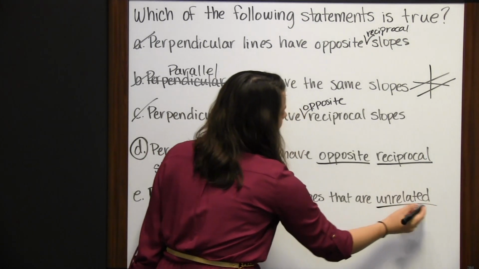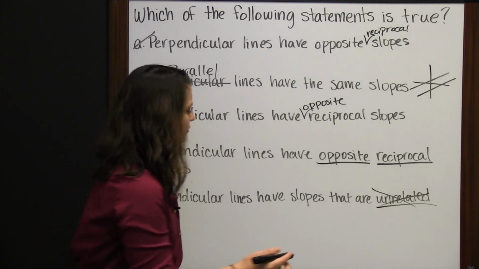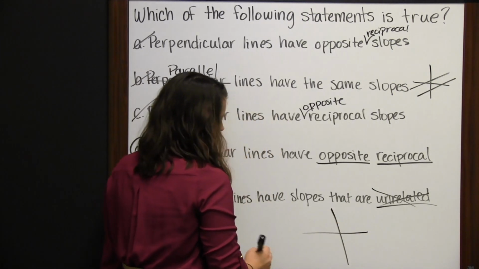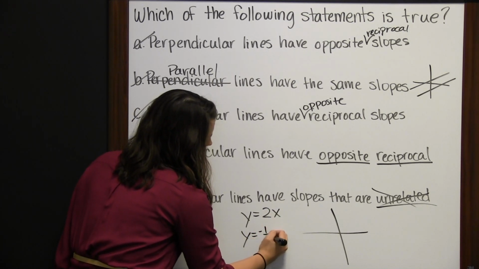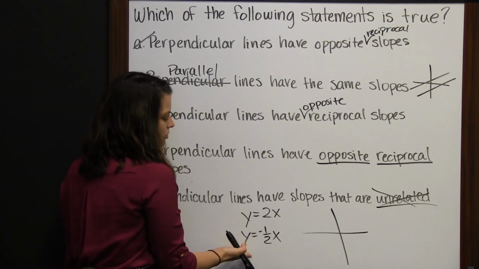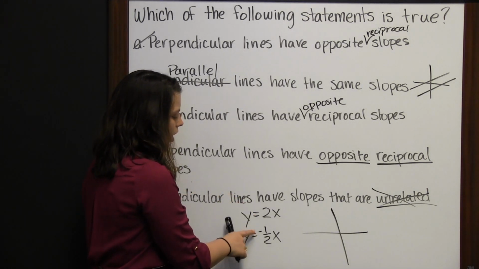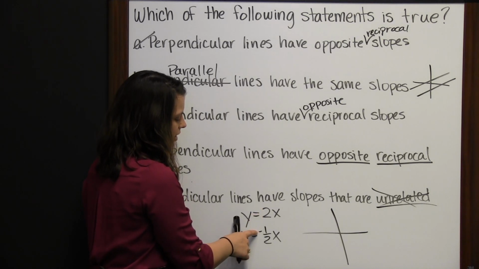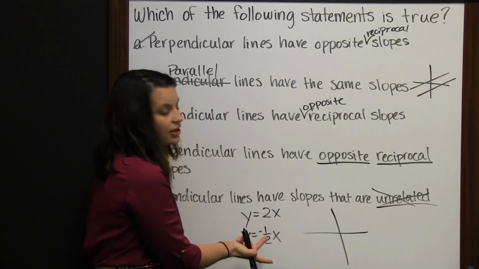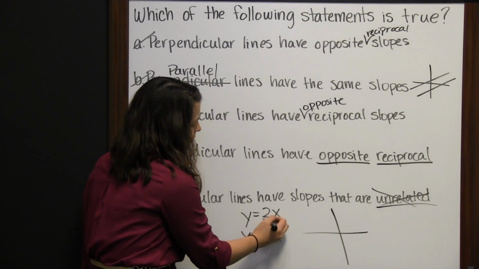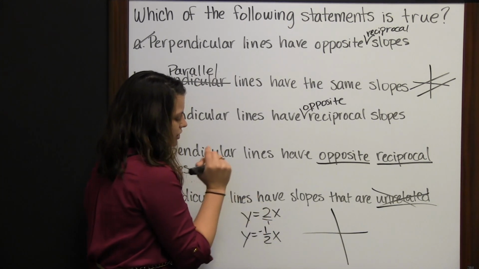It says they're unrelated. Oh, that is so not true. They definitely are related. For instance, let's just take the graph of y equals 2x and y equals -1/2 x. These are two lines that have opposite reciprocal slopes. Opposite meaning that they have different signs. One's negative, one's positive. And reciprocal meaning that the fraction is flipped. So this slope is 2 over 1, whereas this one is negative 1 over 2. Notice how the fraction is flipped.